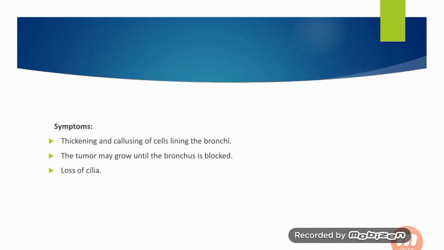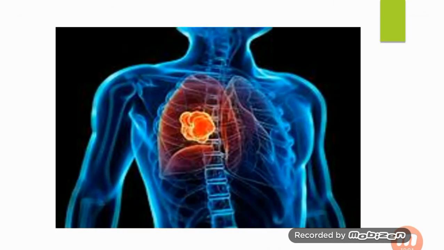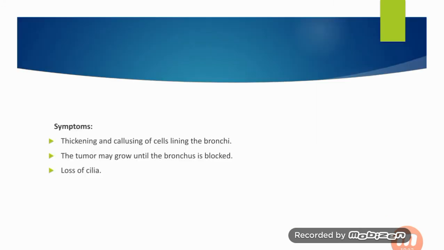Now, what are the symptoms of lung cancer? You can see the growth of calyces or masses inside the bronchi. The tumor may grow until the bronchus is blocked. Thickening and callousing of the cells lining the bronchi. Bronchi are the small tubes which extend from the trachea, and there is loss of cilia in the tracheal tubes or in the bronchi.